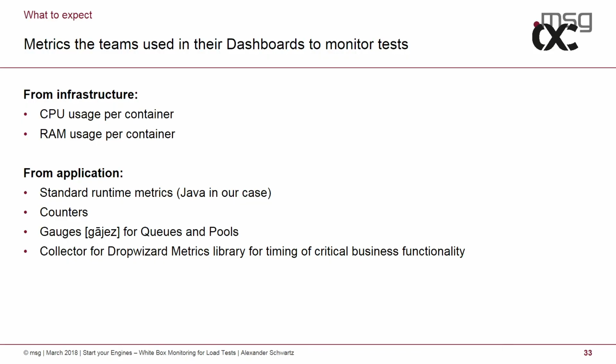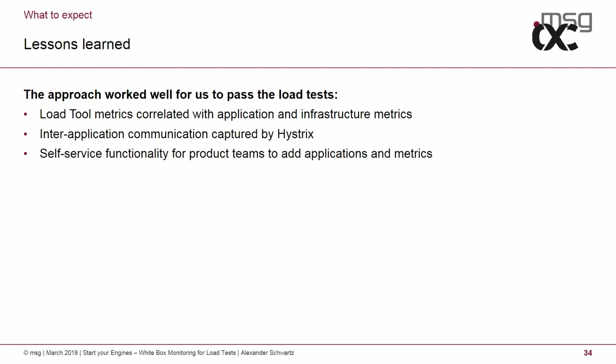And for some of the applications that we're monitoring, we actually use Dropwizard metrics because it was integrated already. For this, there's also a gateway to publish Dropwizard metrics to Prometheus. So it's very nice. And especially this timing information from the Hystrix library helped us a lot. What helped us a lot was that we had all the load test metrics and the inter-application communication in one database in Prometheus to correlate this.